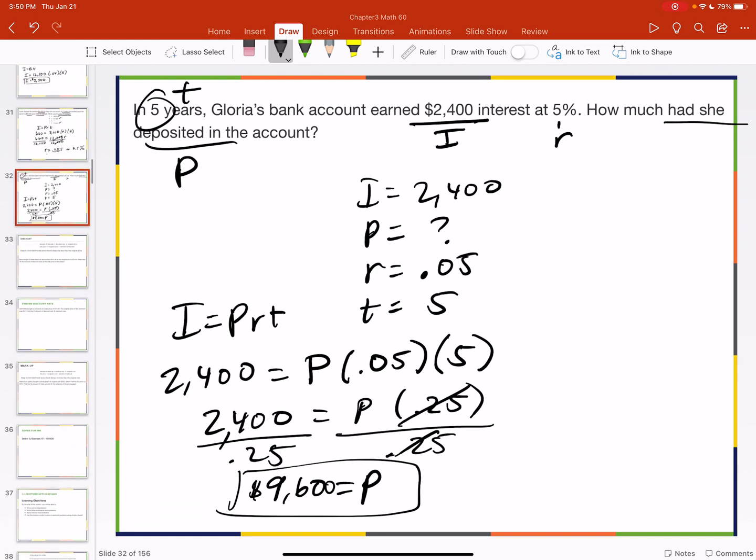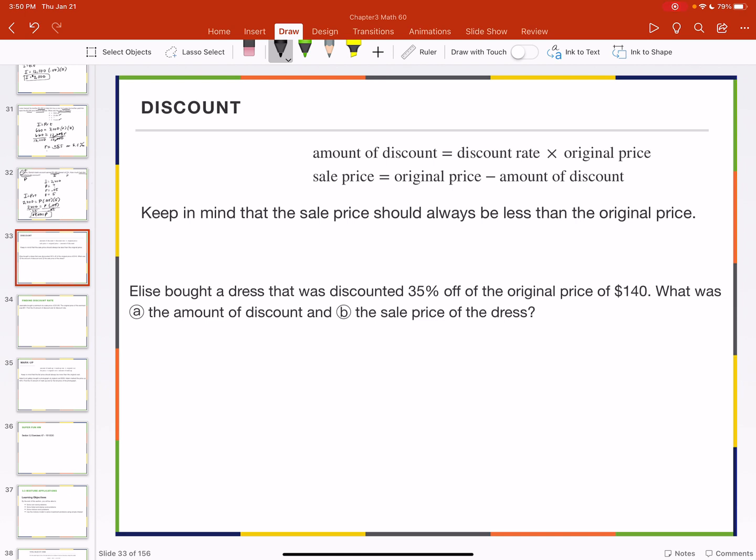All right, so let's do one more, discount. So, a discount rate. The amount of discount is the rate times the original price, and the sale price is the original minus the amount of discount. So of course the sale price should always be less. So Elise bought a dress that was discounted 35% off the original price of $140. So this is the rate, and this is the OG price. What's the A? The amount of discount.